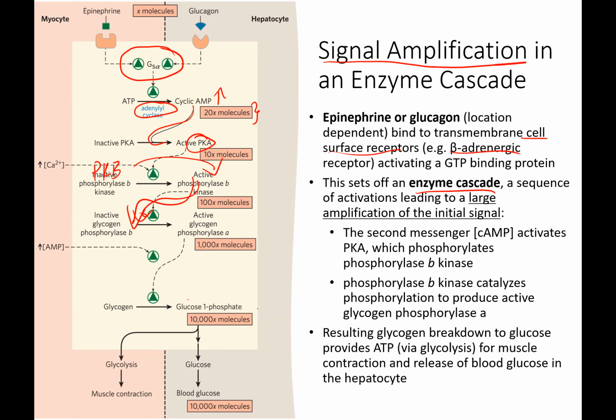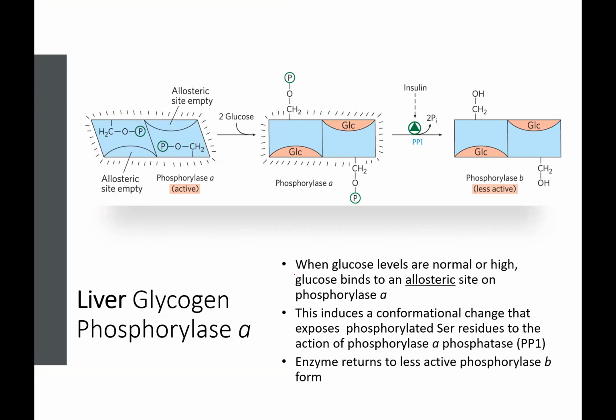Moral of this story, we get an amplification in terms of the production of glucose by a factor of 10,000 times greater than we would normally. Just a lot. And this needs to happen. I mean, if you're suddenly out there sprinting, doing the 500 yard dash or fleeing the lion or something, you want this kind of signal amplification.